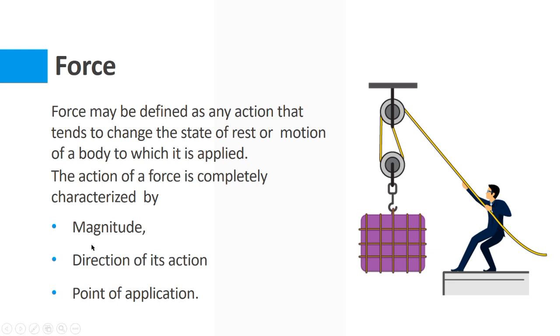So if we want to analyze the force inside a system, we have to check three things. First one is the magnitude, what is the magnitude of the force. Second one, in which direction the force is actually acting. And the third one is what is the point of application of the force on the system or on the body.